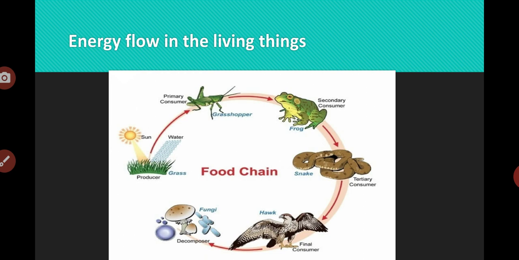So students, you understood very well about a food chain. What is a food chain? What are called producers? What are called consumers? What are called secondary consumers? And what are decomposers? So next, let us see the next topic.